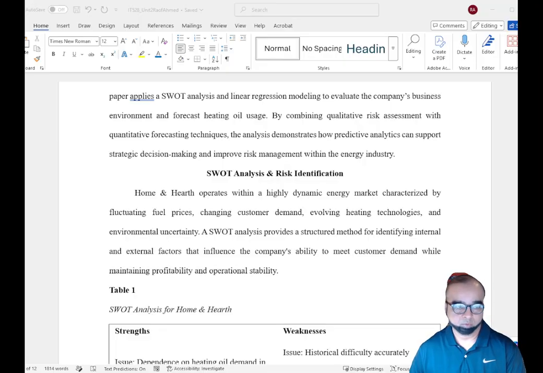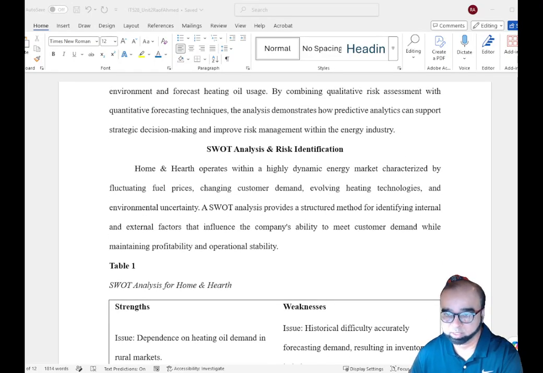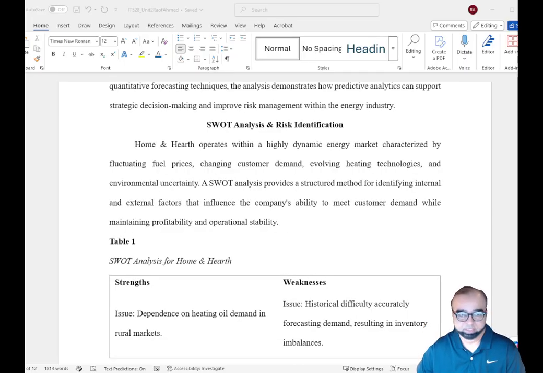The final requirement was to research the energy industry and explain how this regression model could help Home and Hearth respond to business risks. So what you see here on the screen is my Unit 2 assignment paper, specifically the section where I talk about SWOT analysis and risk identification. The SWOT analysis identified several issues and risks, including fuel price volatility, inventory management, weather uncertainty, and competition from natural gas. The two primary risks addressed by this regression model are inventory shortages and excess inventory.